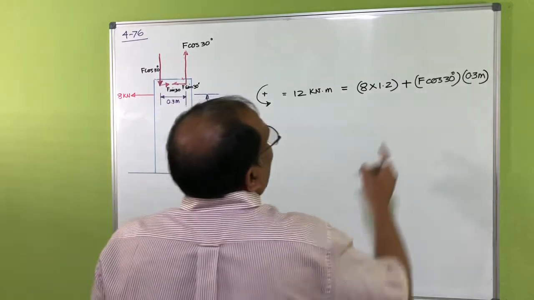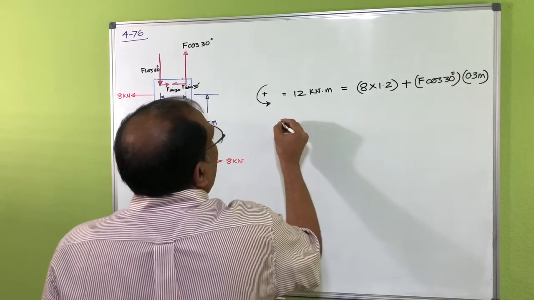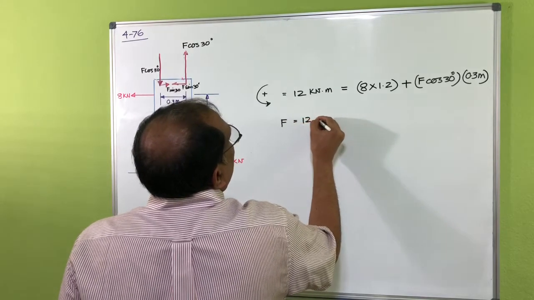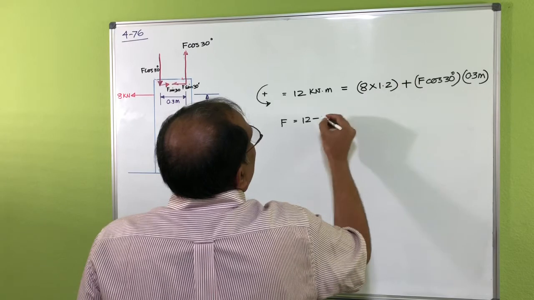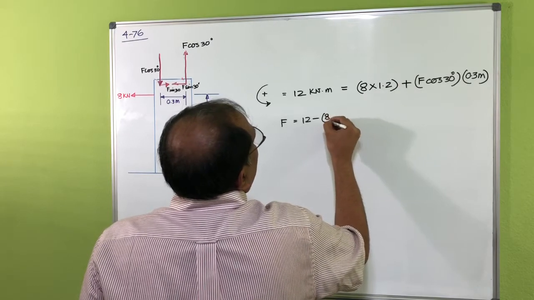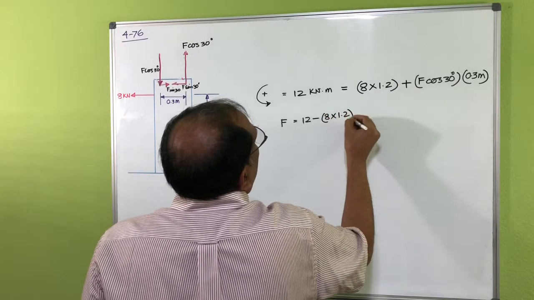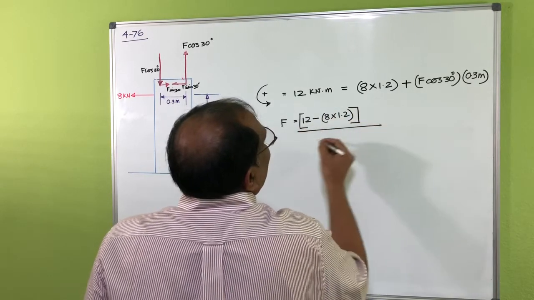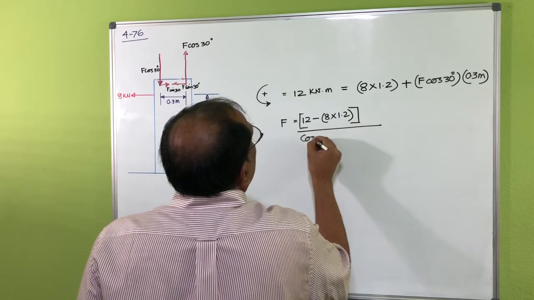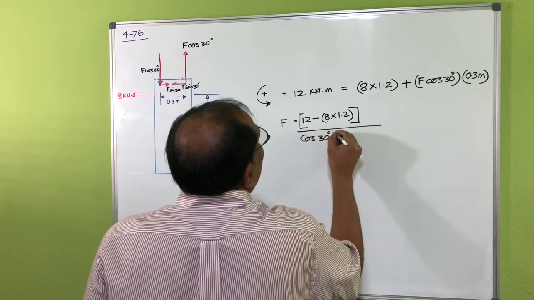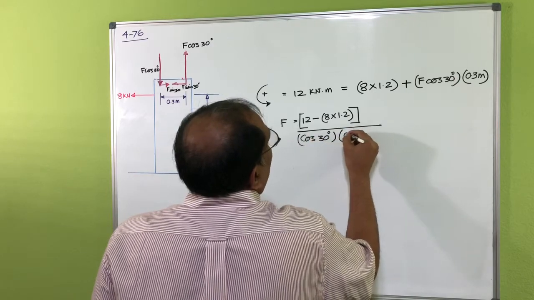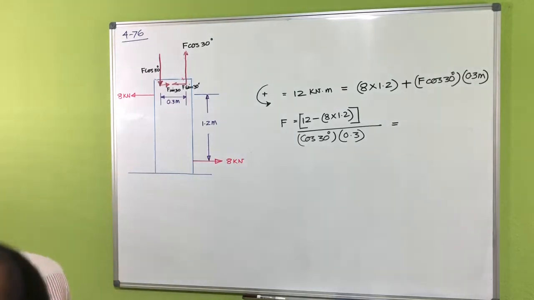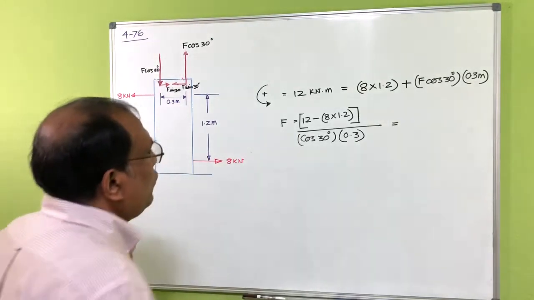So if you solve for F here, it is (12 minus 8 into 1.2) divided by cosine 30 into 0.3. So that's actually 9.24 kilonewton.